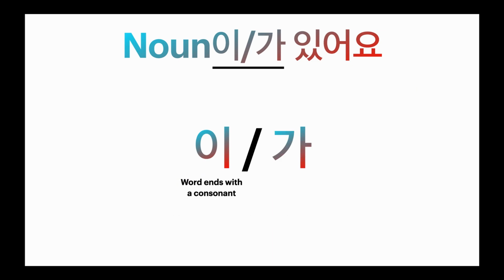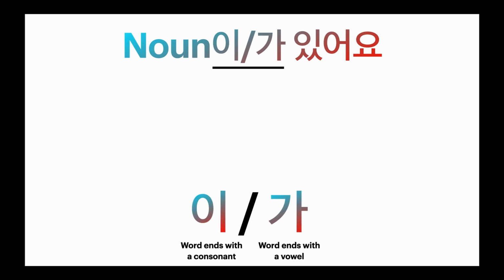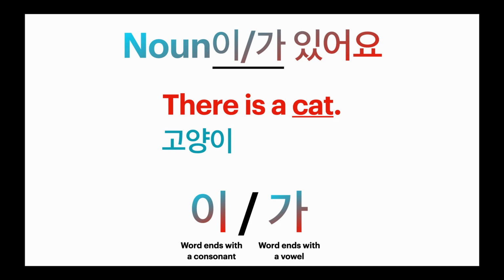이 will follow a word that ends with a consonant, and 가 will follow a word that ends with a vowel. So let's put these two right down here, and let's try to recreate that sentence, there is a cat, that we just did. Starting with cat. 고양이. Because 고양이 ends with a vowel, we will then add 가. 고양이가. There is. 있어요. 고양이가 있어요. There is a cat.